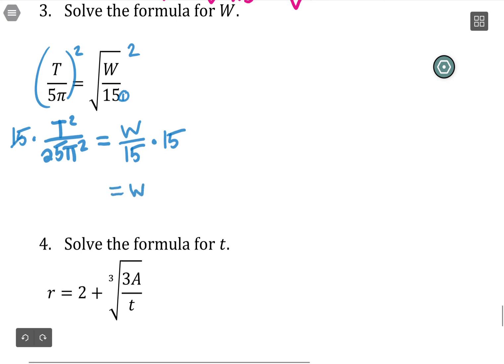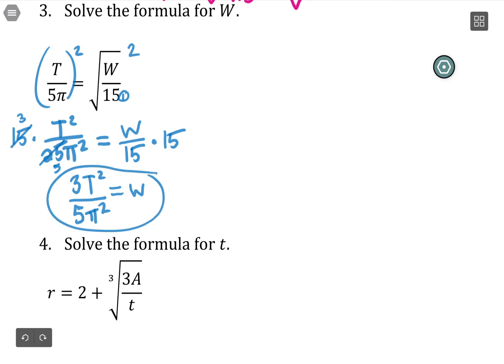I am going to do a little reducing ahead of time. I see that I can cancel a 5 out top and bottom. So I'm going to get 3t squared over 5 pi squared. And that's my answer. That's great. So just like the problem was messy, the answers are generally messy, and that's completely fine.